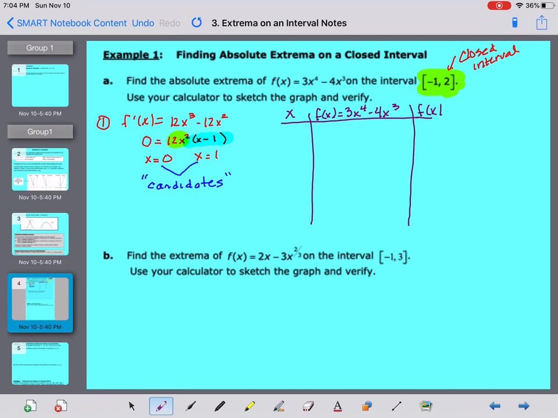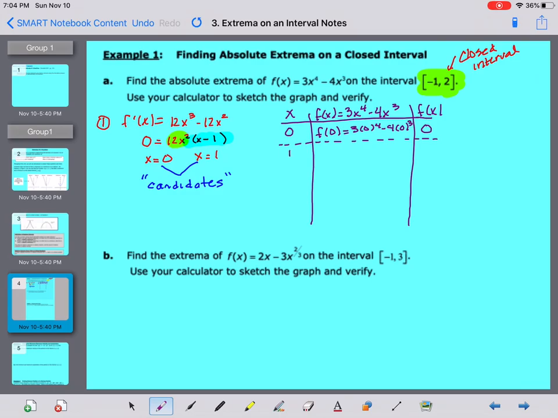Okay, so all I'm going to do is take my candidates, 0, and plug it back into the main function to get the corresponding y value. And that's going to be easy because when I plug in a 0, everything's going to 0 out, and my y value happens to be a 0. So that's one of the candidates. So at x equals 0, my y equals 0.